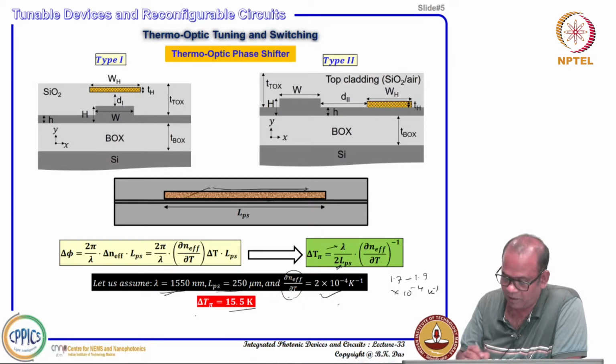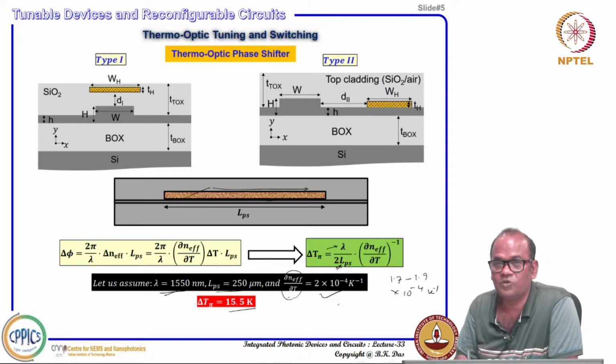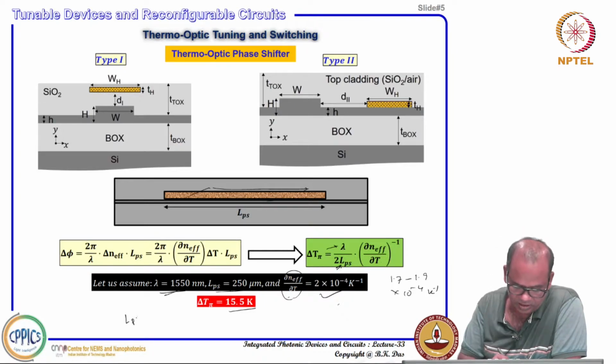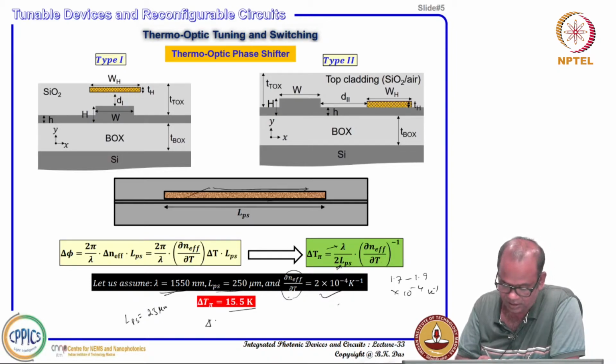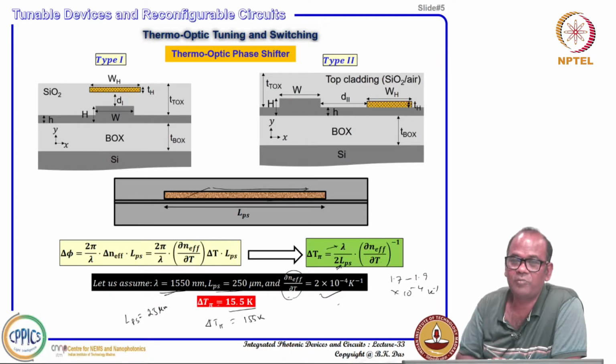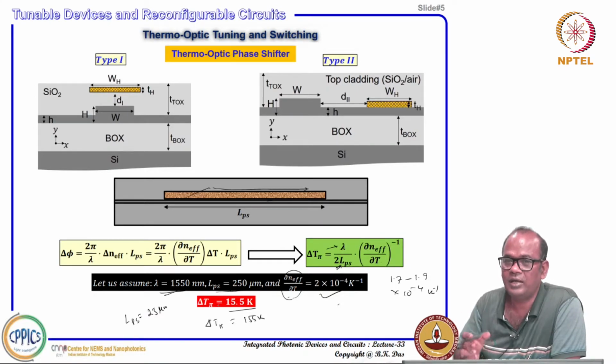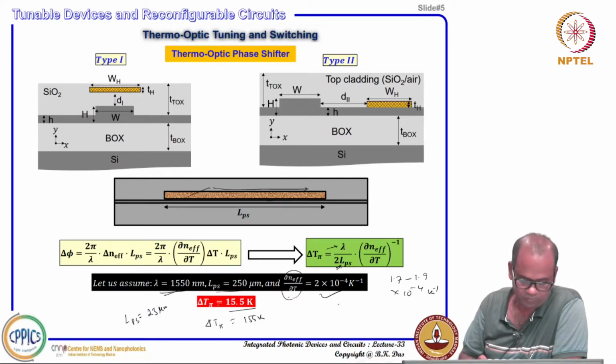So, you should keep in mind that if this length is more, then your temperature rise can be lower. Let us consider LPS equal to say just 25 micrometer instead of 250. In that case, delta T pi will be equal to 155 Kelvin. That means your waveguide core temperature needs to increase by 155 Kelvin. So, it is clear that the longer the length, you can actually raise the temperature less to have a desired phase shift in the waveguide or for the guided mode.